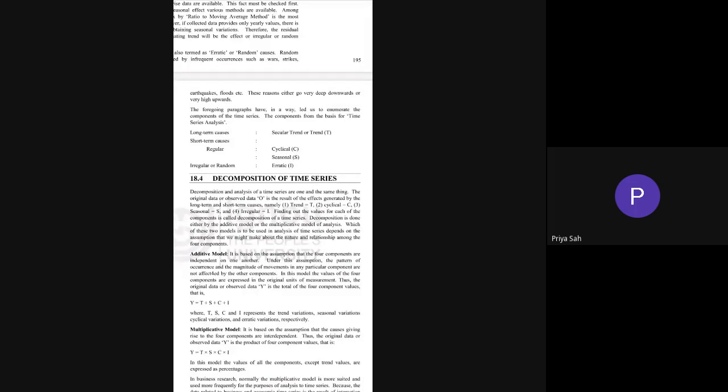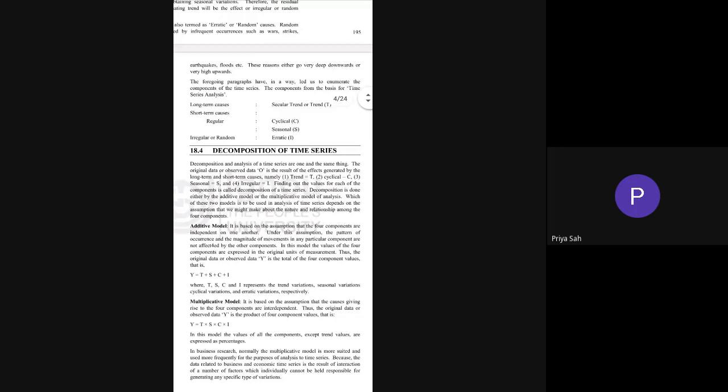So the additive model is given. According to the additive model, you have to remember certain long and short term causes, that is trend, cyclical, seasonal, irregular. In this way models are categorized. As per that, the following formula is given for the additive model: y = T + S + C + I. T is trend, S is seasonal, C is cyclical, and I is irregular. All the factors are given in symbolic form, and y is the total of the four components.